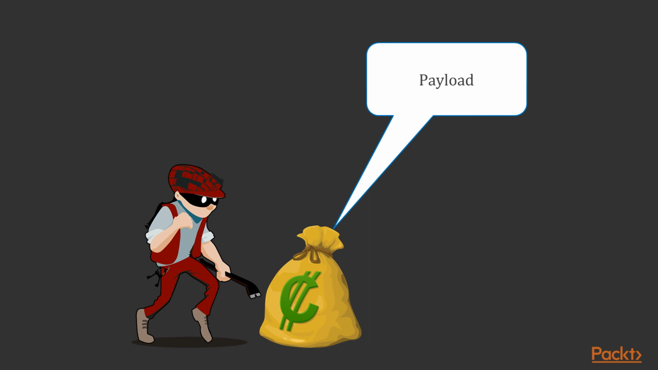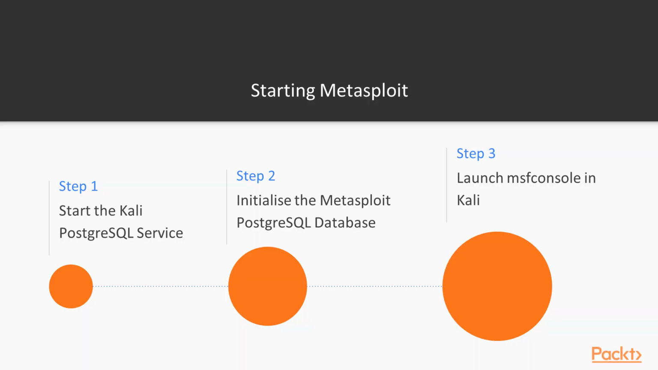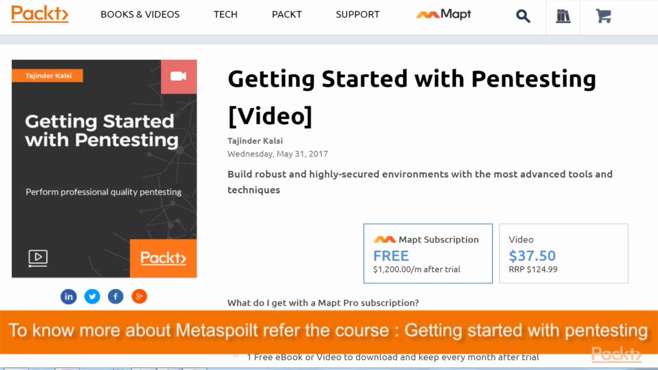And once I was in the building, I used the bag to collect the data. So in the same way, once I'm in a system, I use a payload which allows me to move through the system and collect the data which I want to. Now, if you want to use Metasploit, we have to perform these steps in sequence. We first start the Kali PostgreSQL service, then we initialize the Metasploit PostgreSQL database, and then finally we launch the Metasploit console in Kali.